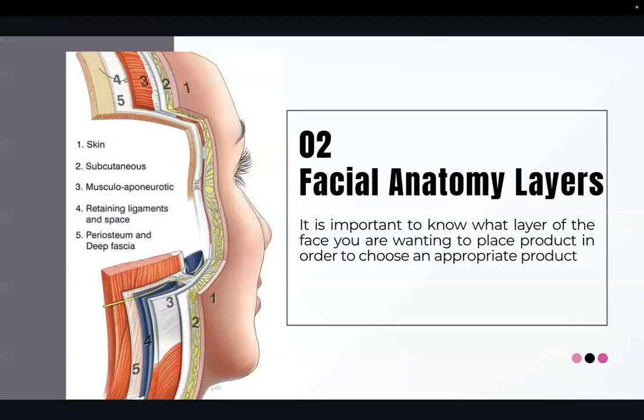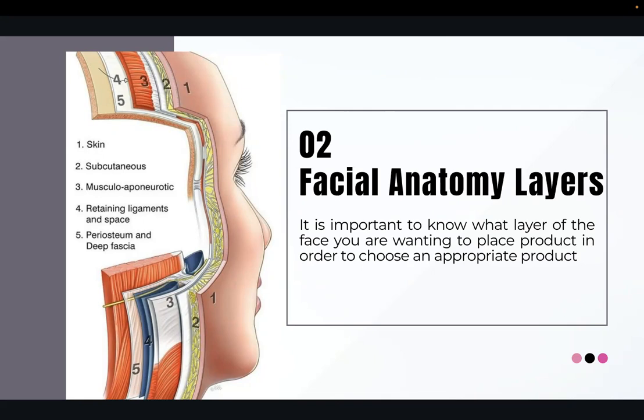So whenever you're doing filler, you need to be aware of what layer of the face you're going to be in. There are a total of 5 different layers. Layer 1 is going to be the skin. Layer 2 is going to be the sub-Q area. Layer 3 is going to be where the muscles are. And then layer 4 is going to be the retaining ligaments. And then 5 is going to be the periosteum.